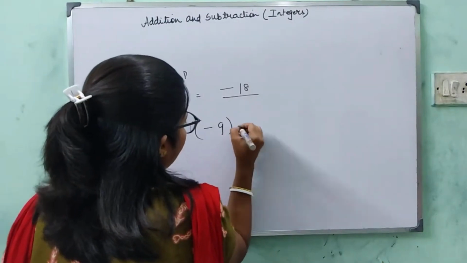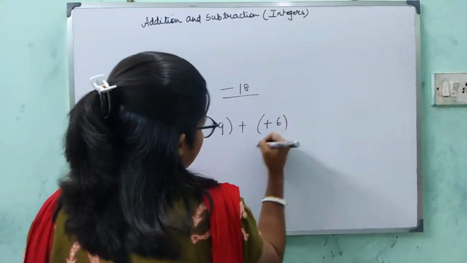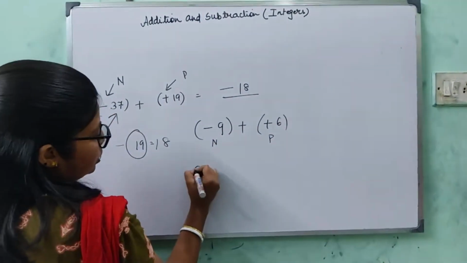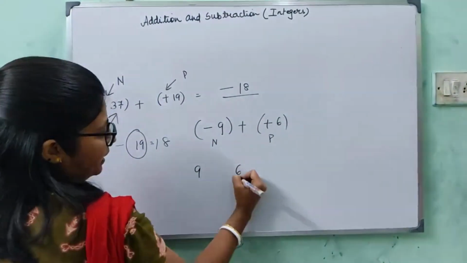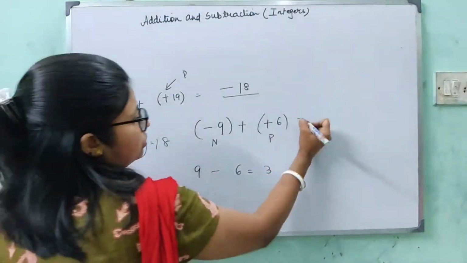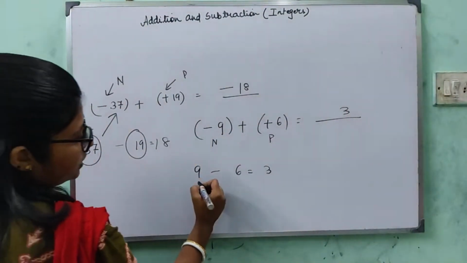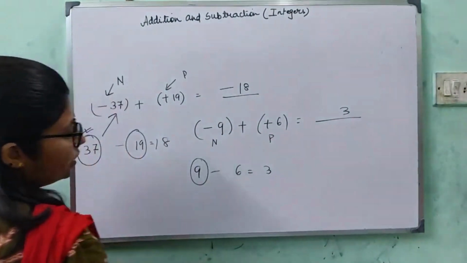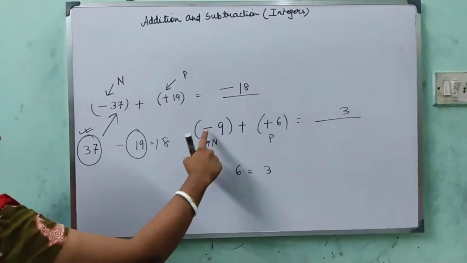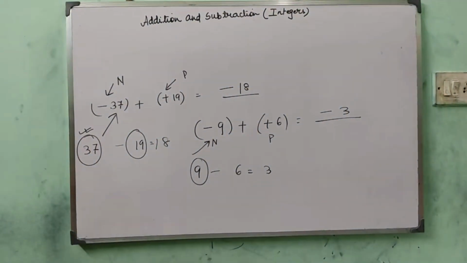Minus 9 plus 6. So this is the negative integer, this is a positive integer. So just bring the numbers separately, subtract them. 3. So the number is 3. What about the sign now? So it was 9 minus 3 we did. So who is greater? 9 is greater. Now check what is the sign of 9. 9 is having a minus sign. So a minus sign.